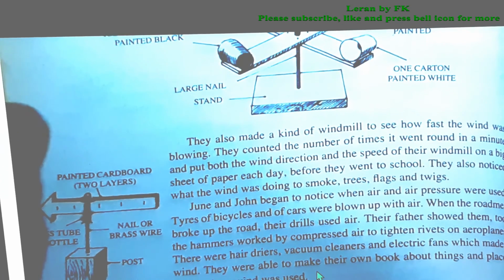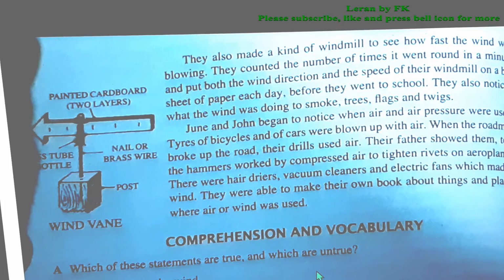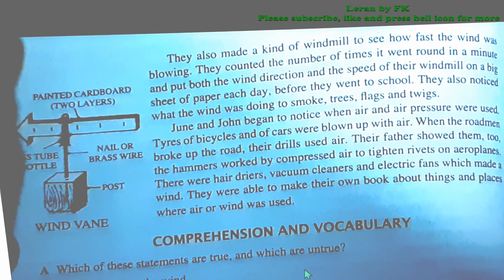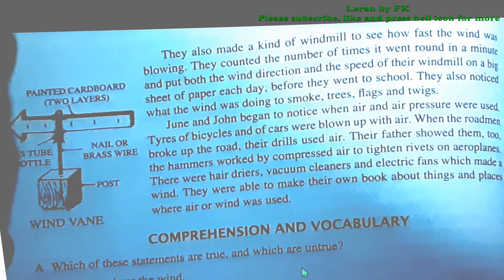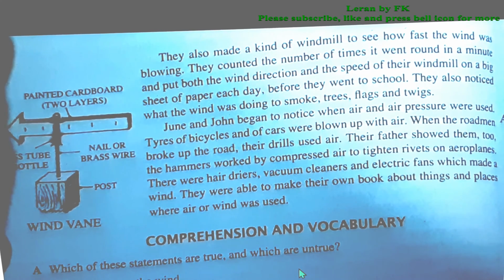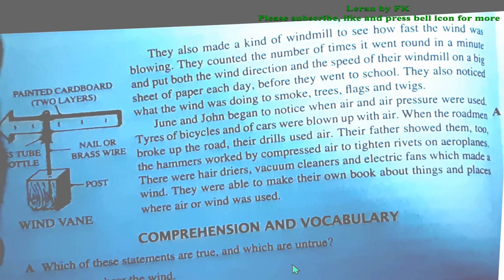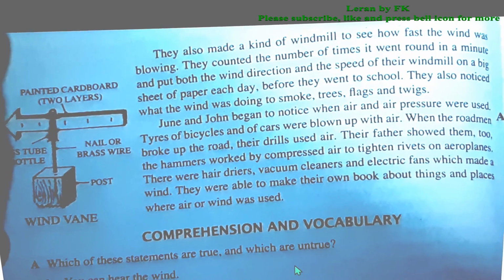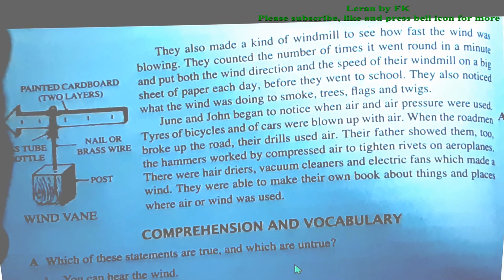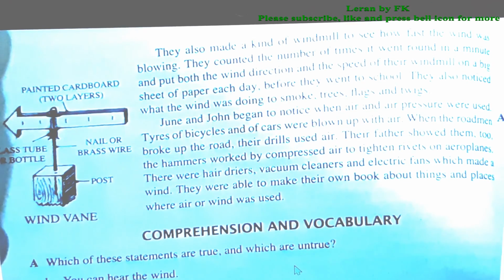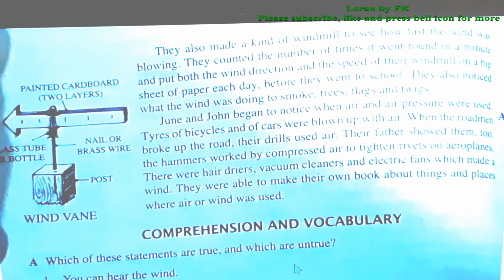Now, in this paragraph, both children, June and John, started to notice the things which are caused by air. For example, the tubes of your bikes or cars are blown up with air. And other things, like drill machines in foreign countries, are usually worked by air pressure. And vacuum cleaners, blowers, electric fans, and hair dryers, many things make the wind. So we normally use many objects which produce wind. I hope you understand it.